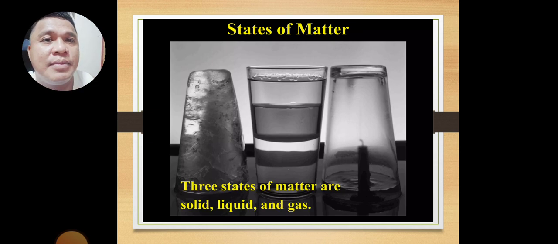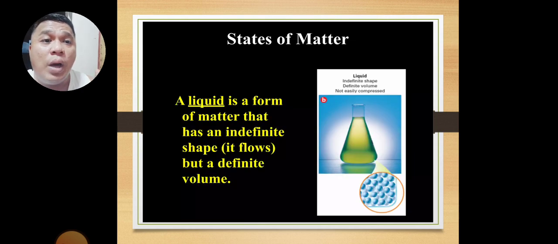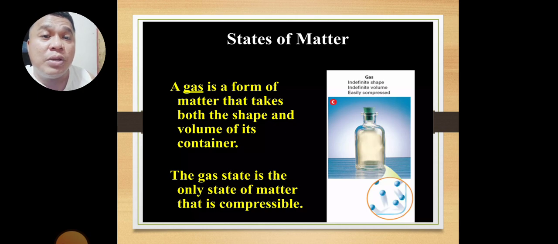For the states of matter, let's have a review. There are three states of matter: solid, liquid, and gas. Solid is matter that has definite shape and volume, while liquid has indefinite shape. It flows but has definite volume. It assumes the shape of the container, depending on the shape of your container.